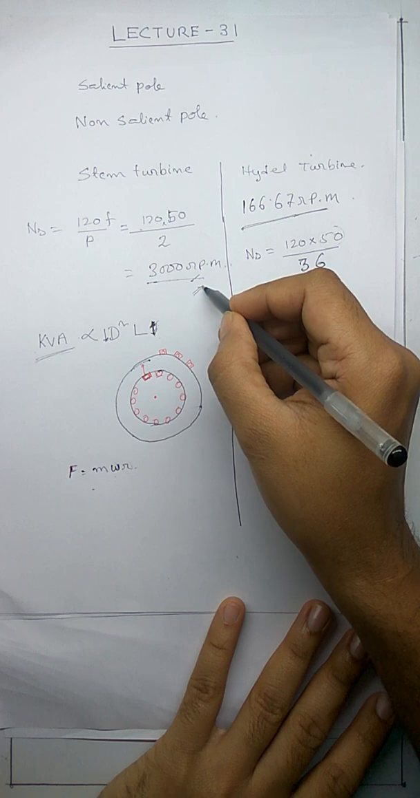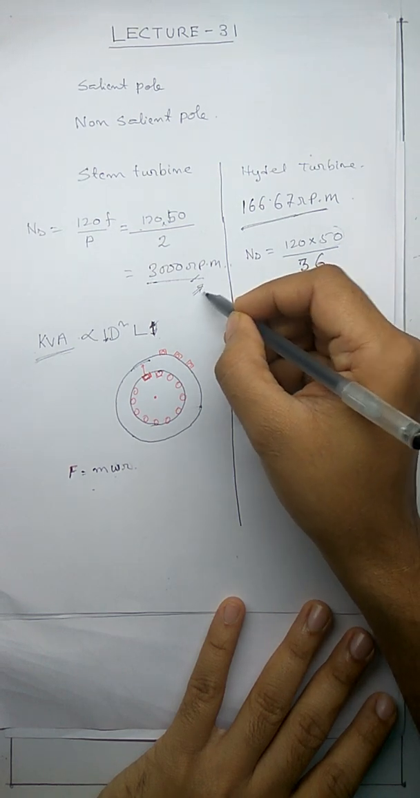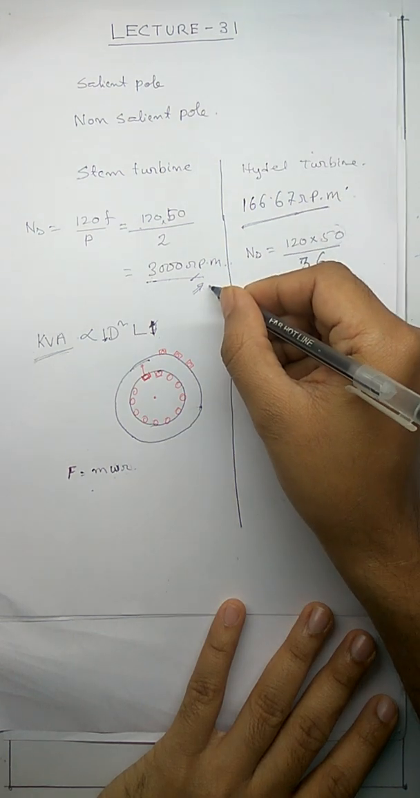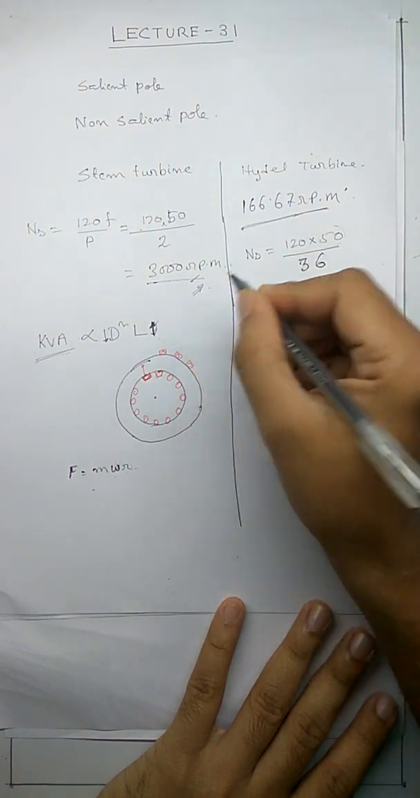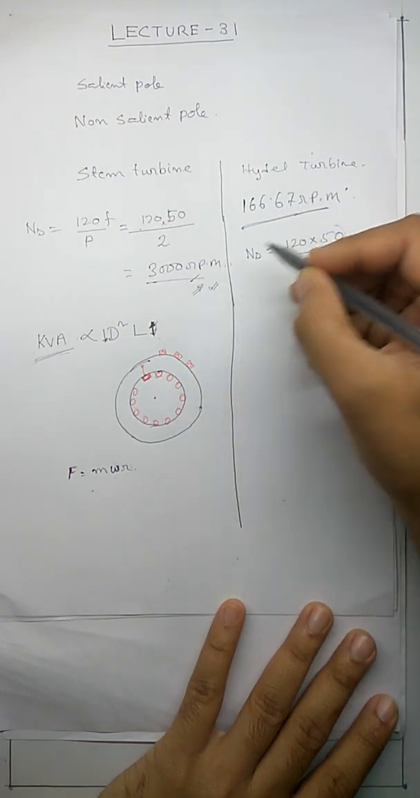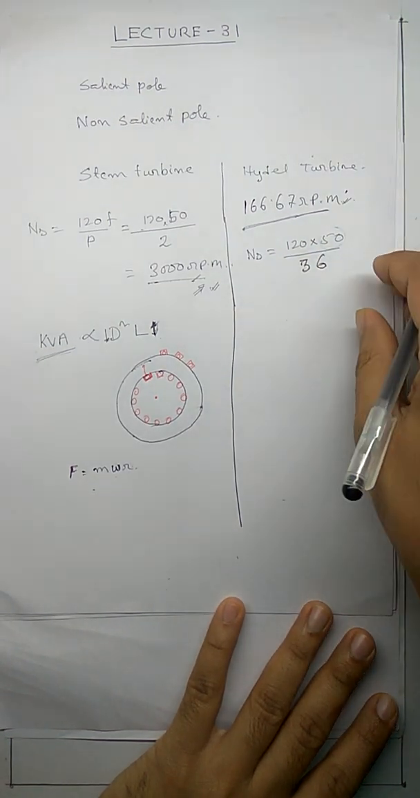The reason is the turbine. This turbine operates at a lower speed. That turbine operates at a higher speed. So our machine has to match the turbine. These are the requirements from the turbine side.